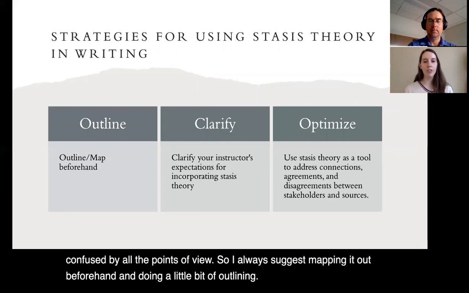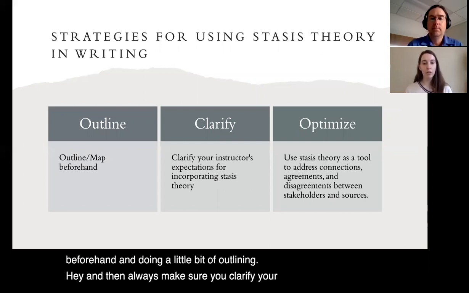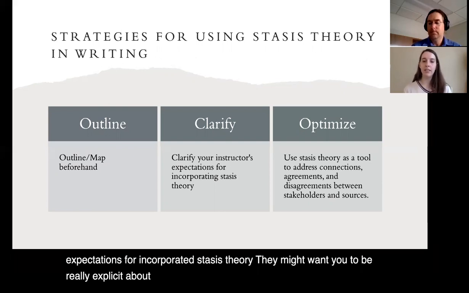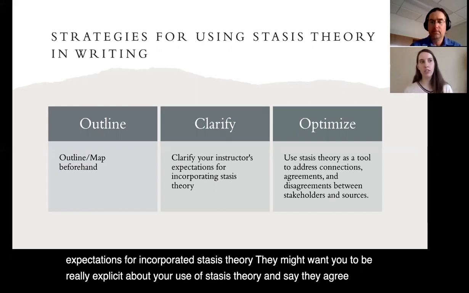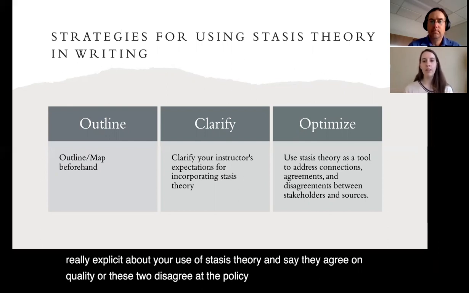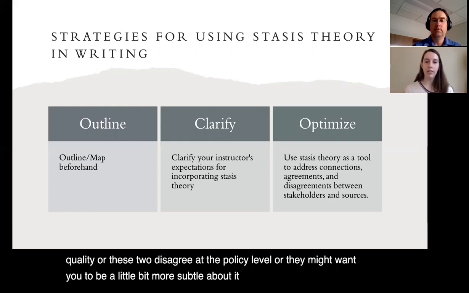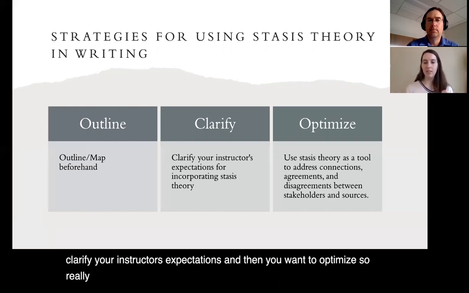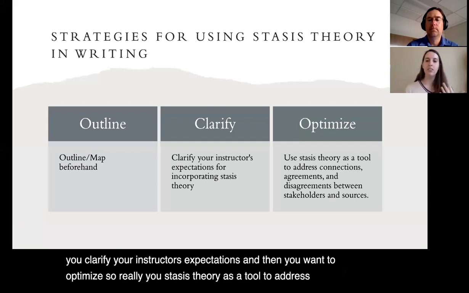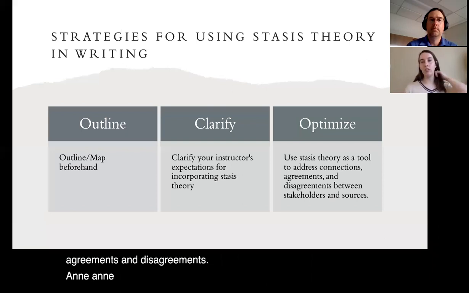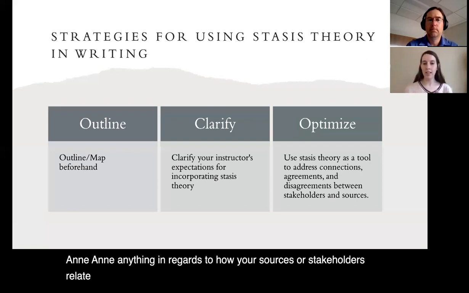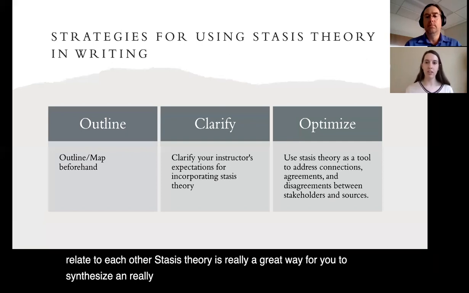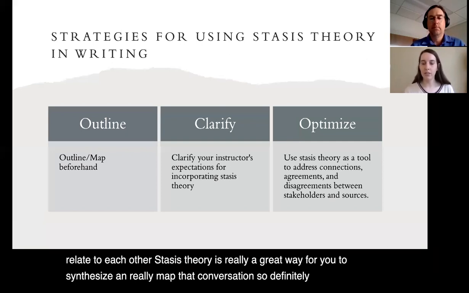Okay, and then always make sure you clarify your instructor's expectations for incorporating stasis theory. They might want you to be really explicit about your use of stasis theory and say they agree on quality, or these two disagree at the policy level, or they might want you to be a little bit more subtle about it. And then you want to optimize. So really use stasis theory as a tool to address the connections and agreements and disagreements, and anything in regards to how your sources or stakeholders relate to each other. Stasis theory is really a great way for you to synthesize and map that conversation. So definitely be making use of it in your writing.